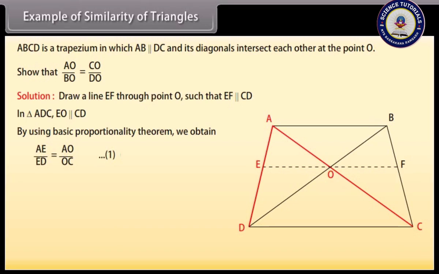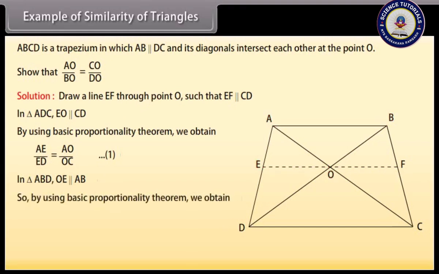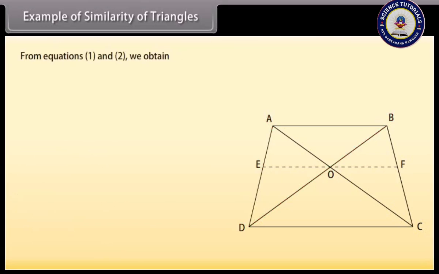Mark it as 1. In triangle ABD, OE is parallel to AB. So, by using basic proportionality theorem, we obtain ED/AE = OD/BO, which implies AE/ED = BO/OD. Mark it as 2. From equations 1 and 2, we obtain AO/OC = BO/OD, which implies AO/BO = OC/OD.